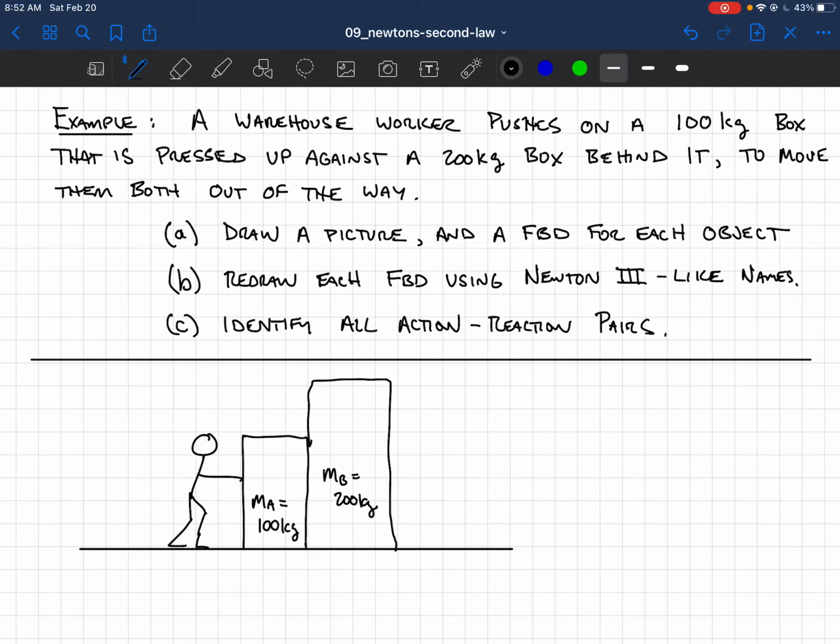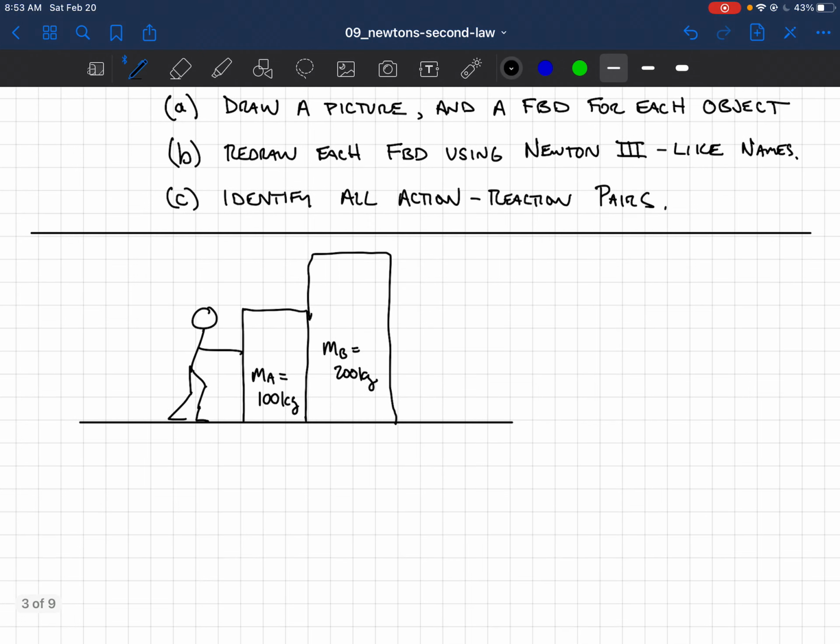There. And so we've drawn a picture, and now we want to draw a free body diagram for each object. So we could draw a free body diagram right on the picture. We could consider the person an object, we could consider box A an object, and we could consider box B an object. And we could just start drawing vectors on there.